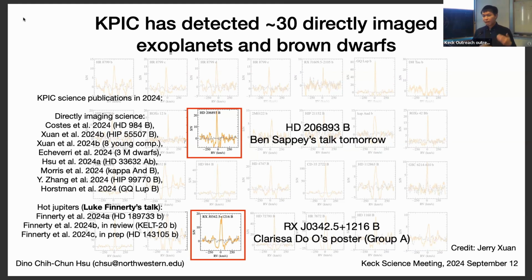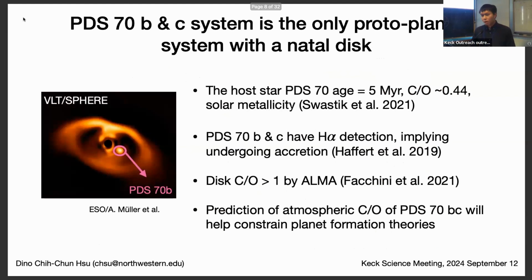I also want to highlight that Ben Sappey will be giving a KPIC / high spec talk tomorrow, and on Thursday there will be the poster, so we can also ask her about her work on RXJ0342B. And I want to focus on one system today first.